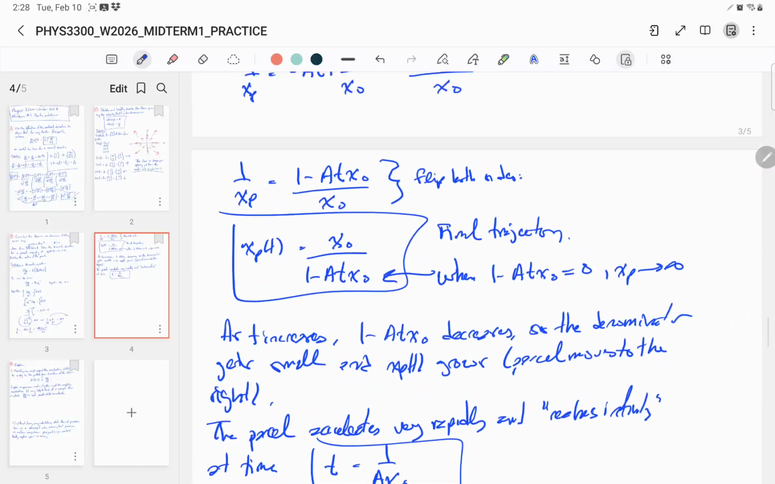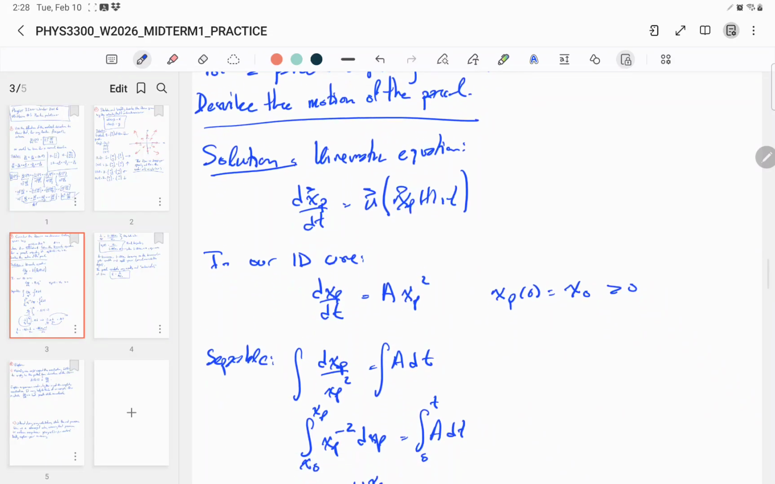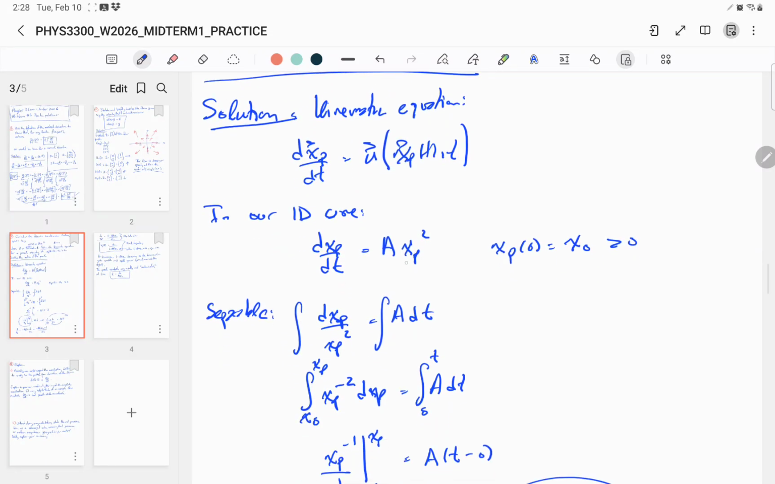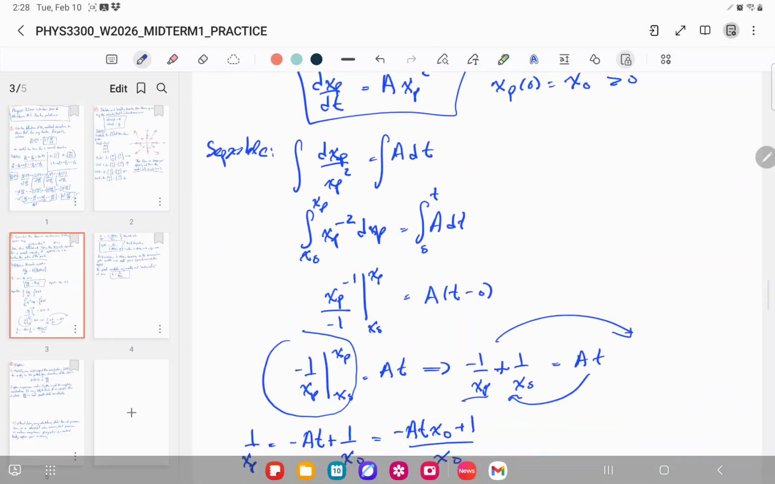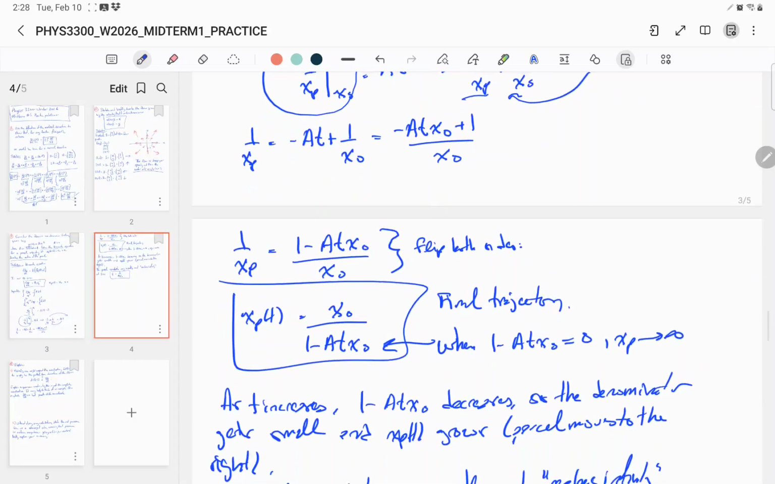And so the problem asked us to solve the kinematic equation and describe the motion. Just to review here, we wrote down our kinematic equation. We got to this point. That's writing it down. Then we did our integral to get a separable equation, integrated it, and with a little bit of simplification we get down to this formula.